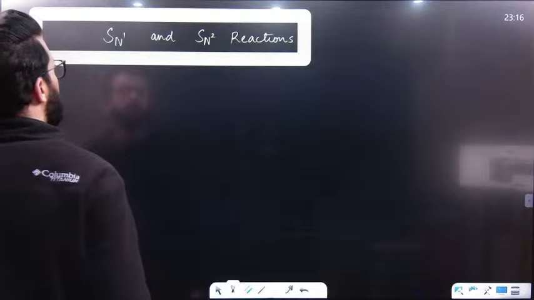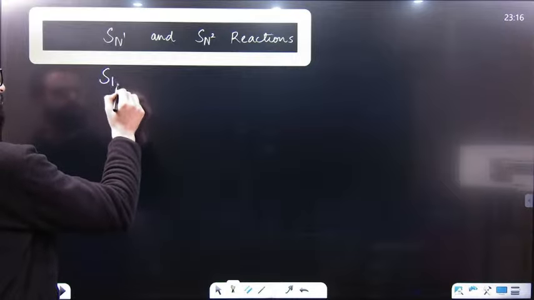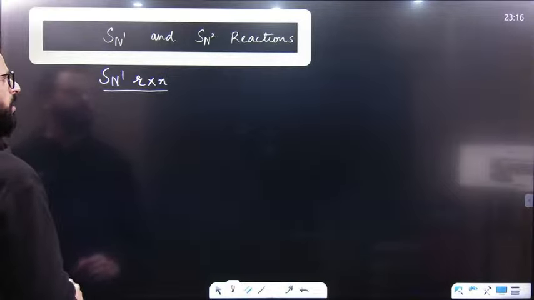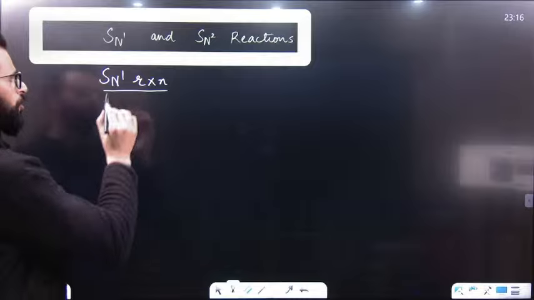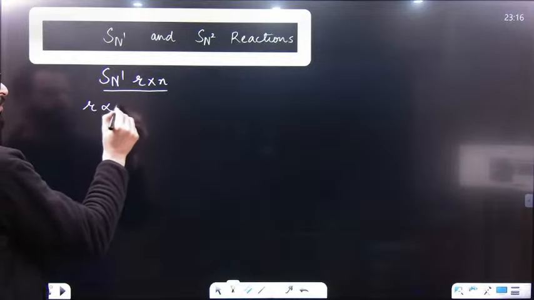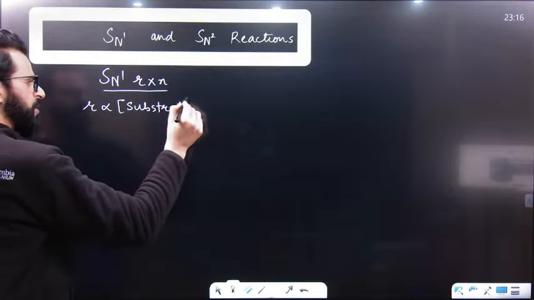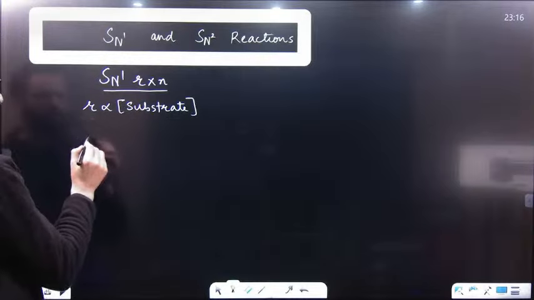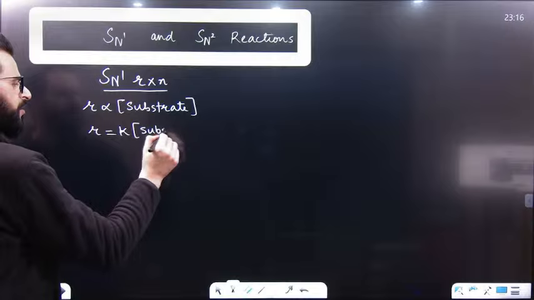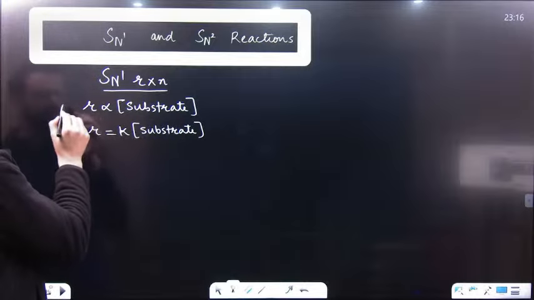Now have a look. Now we will be having SN1 and SN2 reactions. First of all, what is an SN1 reaction? You must know what is meant by an SN1 reaction. SN1 is substitution nucleophilic unimolecular, or unimolecular nucleophilic substitution reaction. It is that nucleophilic substitution reaction for which the rate is directly proportional to the molar concentration of the substrate. Remember these points. This is point number 1. After that, you can write down rate is equal to some constant K, that's the rate constant or velocity coefficient or specific reaction rate.